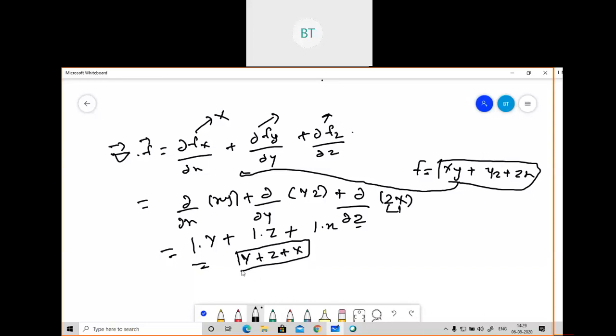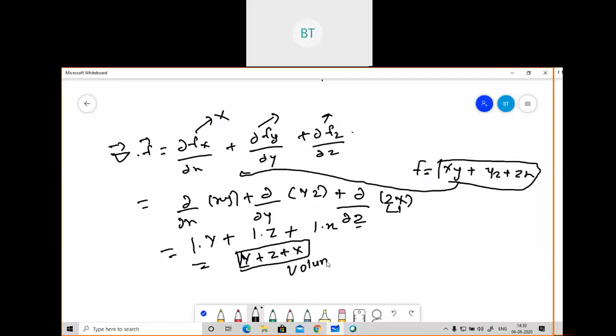I showed you how to calculate this in the previous class only. So you just need to apply this divergence theorem formula. After applying the divergence theorem formula, you need to calculate the volume integration of that function. So our next step will be like that.